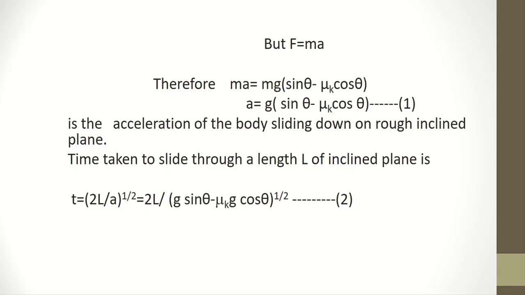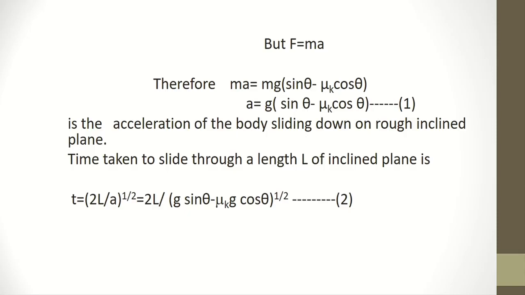According to Newton's second law of motion, once again the total force acting on the body is m into a. Substitute here: ma equal to mg into sin theta minus mu k cos theta. Take m as common. a equal to g into sin theta minus mu k cos theta. Call this equation 1. So, equation 1 represents the acceleration of the body sliding down a rough inclined plane.